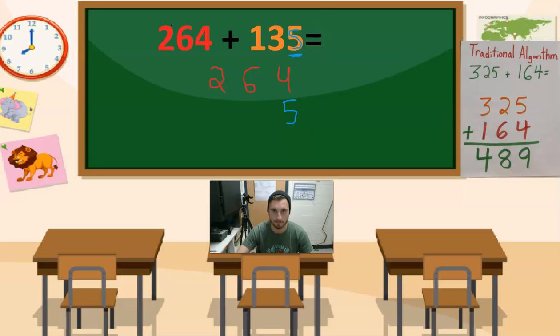Now we're going to look at our tens. Our tens is our 3. We have 3 tens, so we have 30. How many tens do we have in the red number? Yeah, we have 6. So I'm going to put the 3 underneath the 6. They're staying in the same place value.